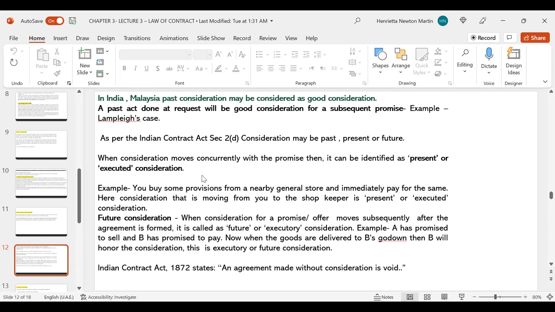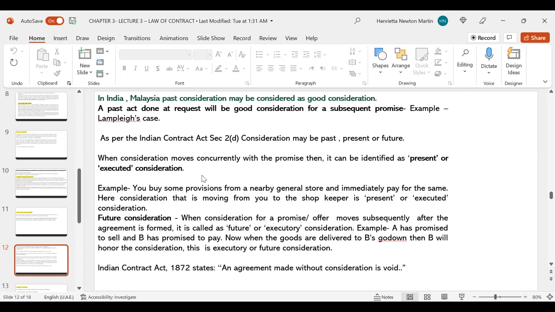Now in countries like India and Malaysia, past consideration is considered a good consideration. A past act done at request will be a good consideration for a subsequent promise, for example, Lampley's case. And as for the Indian Contract Act, Section 2(d), they say that consideration can be past, present or future. But the English law says past consideration is no consideration, like the UK, USA, and even Australia.